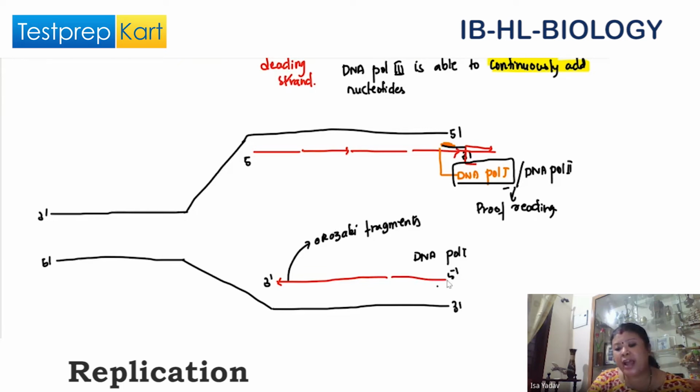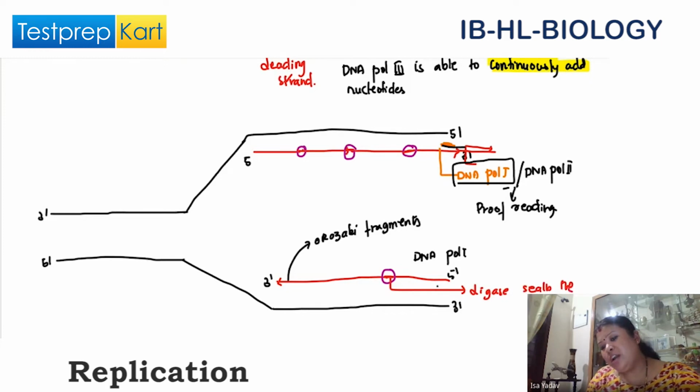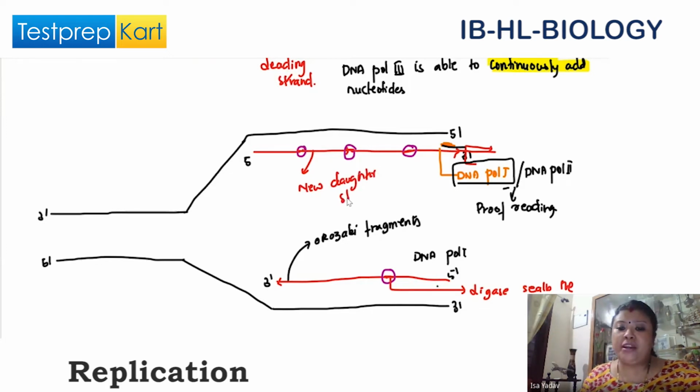It will read and add the new nucleotide. But still our replication is not complete. We still have gaps here. So this gap will be sealed by DNA ligase. The ligase enzyme seals the gap. So finally, we have the new daughter strand ready. Okay, then finally, what happened?